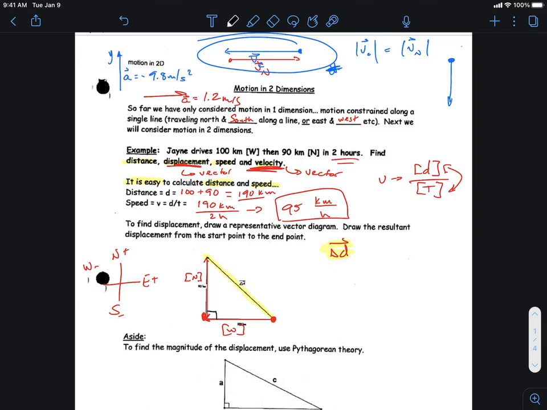So I know that if I travel in the west direction and then I decide to go north, that's perpendicular. Those two directions are perpendicular to one another, right? Which means that there's a 90 degree angle down here in the bottom corner.